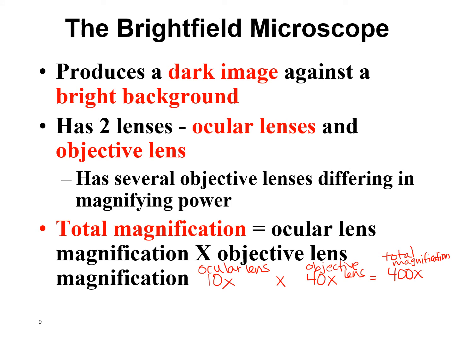And then just another example, let's say that instead maybe you're looking at the image on the 100x objective lens, and so your total magnification would be 1000x instead. So that would be good to know for the exam, being able to figure out the total magnification. So if I give you the ocular lens and objective lens magnification, could you figure out the total magnification?